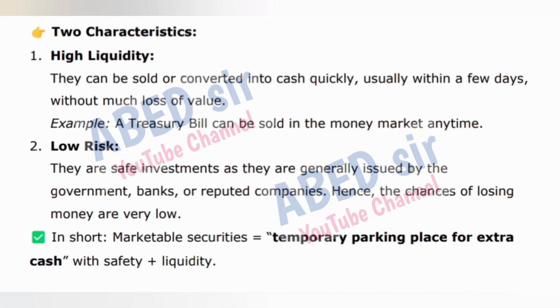2 characteristics. 1. High liquidity. They can be sold or converted into cash quickly, usually within a few days, without much loss of value. Example, a treasury bill can be sold in the money market anytime. 2. Low risk. They are safe investments as they are generally issued by the government, banks, or reputed companies. Hence, the chances of losing money are very low. In short, marketable securities are a temporary parking place for extra cash, with safety plus liquidity.